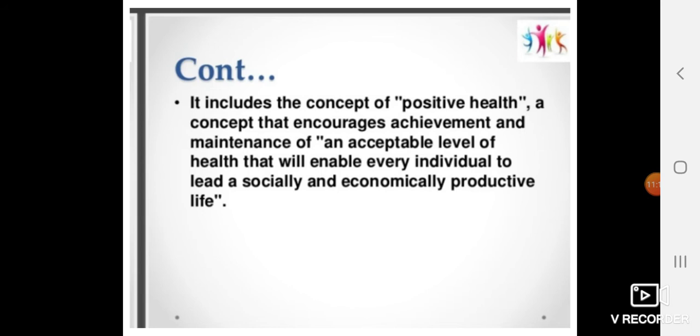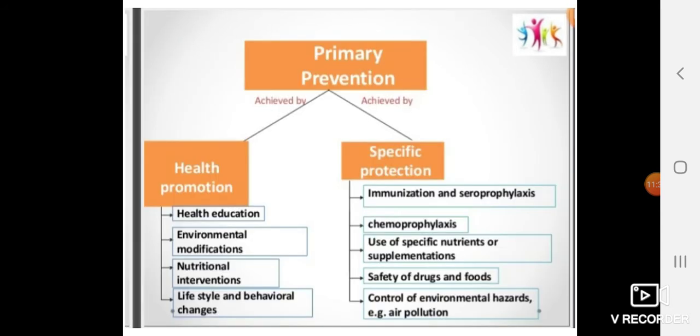What is the target of primary prevention? To achieve a socially and economically productive life. That is the main target of primary prevention. In this diagram we can see health promotion and specific protection. These two need to be achieved in primary prevention.